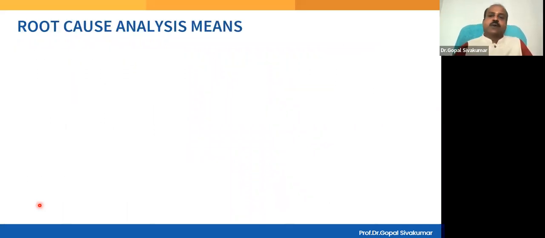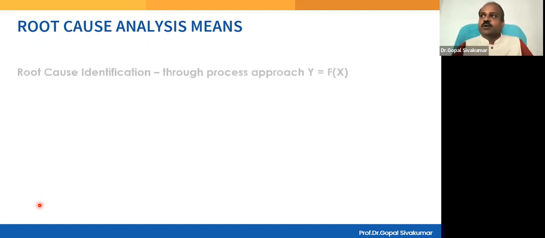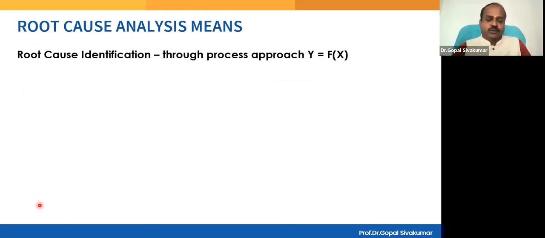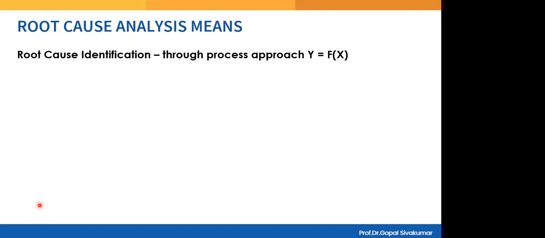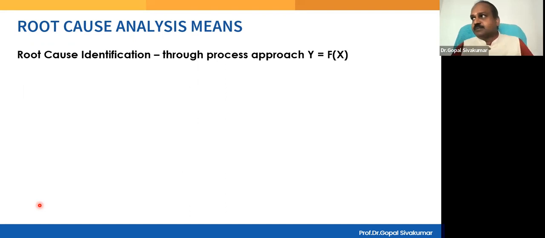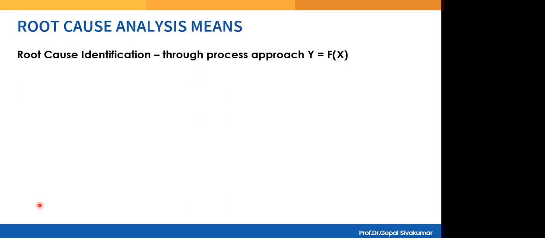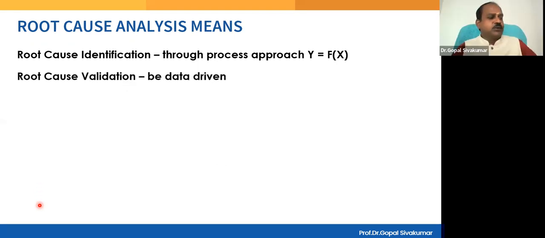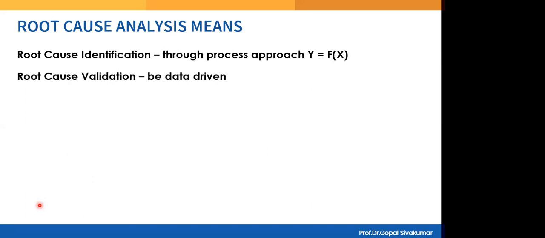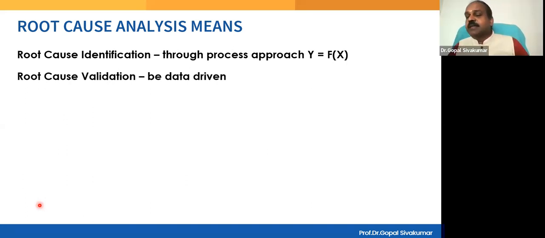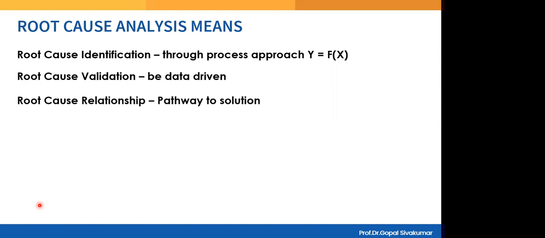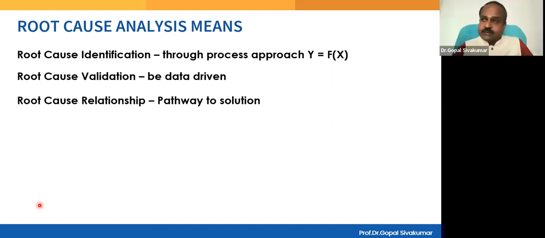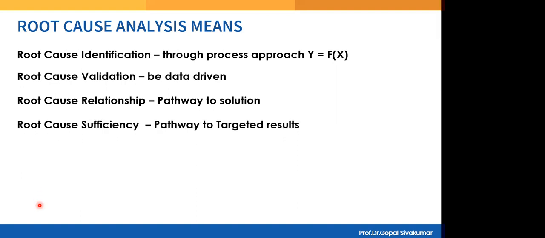So root cause analysis. What do you know about root cause analysis? Root cause analysis means you should identify the root cause. Am I right? What else should you do to generate the solution? After root cause identification, you should do root cause validation. After identification and validation, you should study the root cause relationship. After knowing the root cause relationship, you should also study root cause sufficiency.